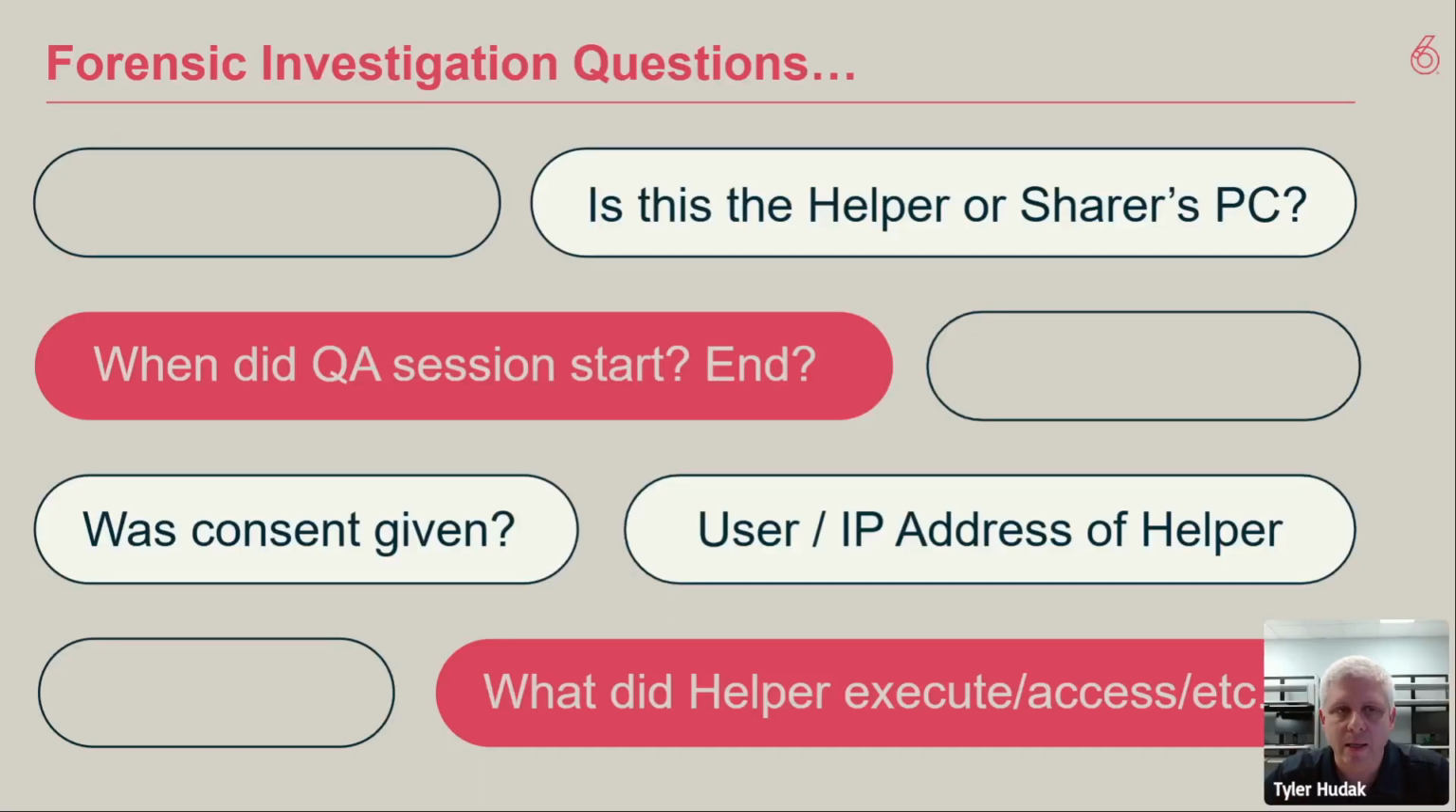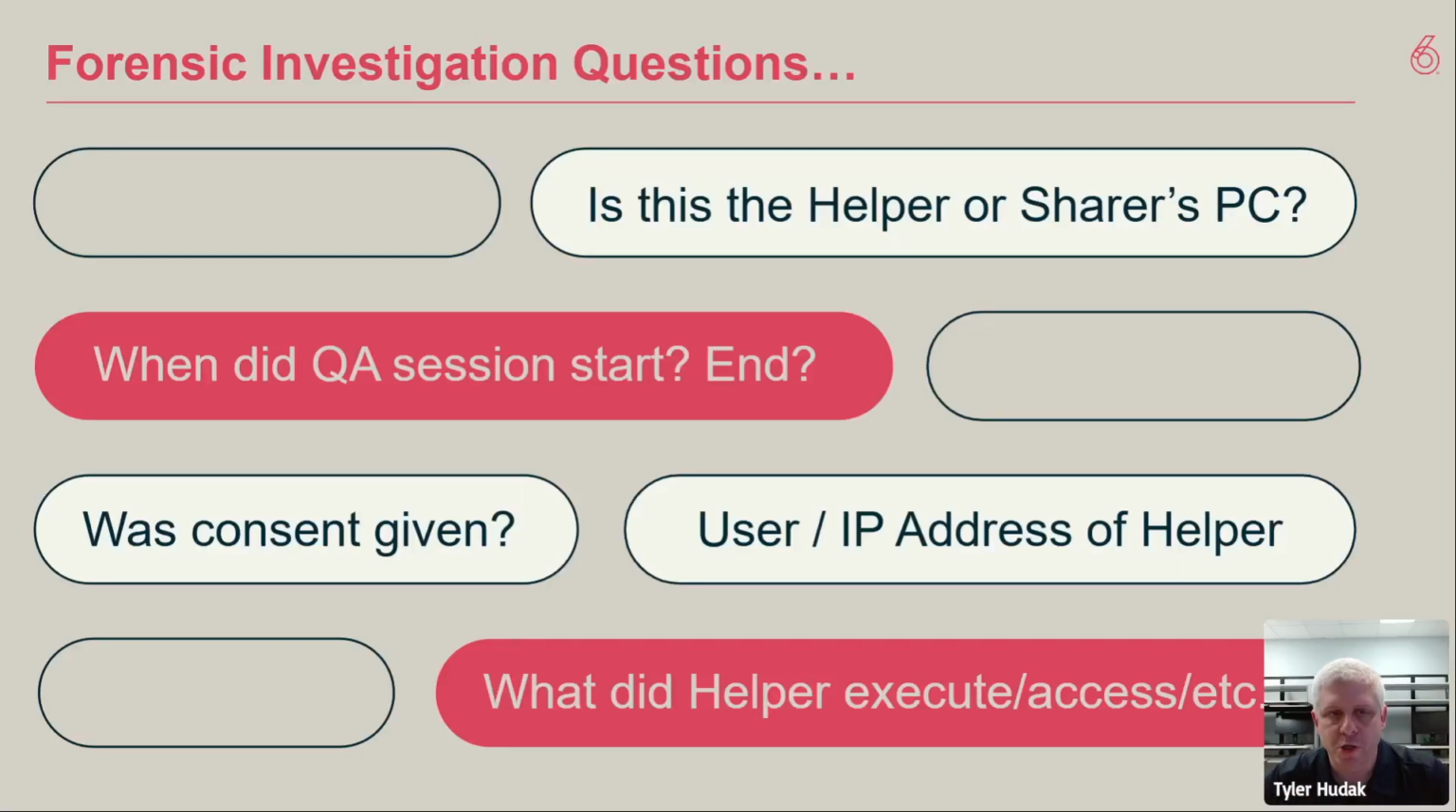So the first thing, at least in regards to Quick Assist sessions: are we looking at the helper's PC or the sharer's PC? Is this the PC that somebody connected to, the sharer's PC, or connected from, the helper's PC? Because it's pretty unlikely that you're going to have the helper's PC, we're going to really just focus on the sharer's PC and the artifacts that you see from there. But I'll throw in a couple little tidbits that I found on the helper's PC as well.